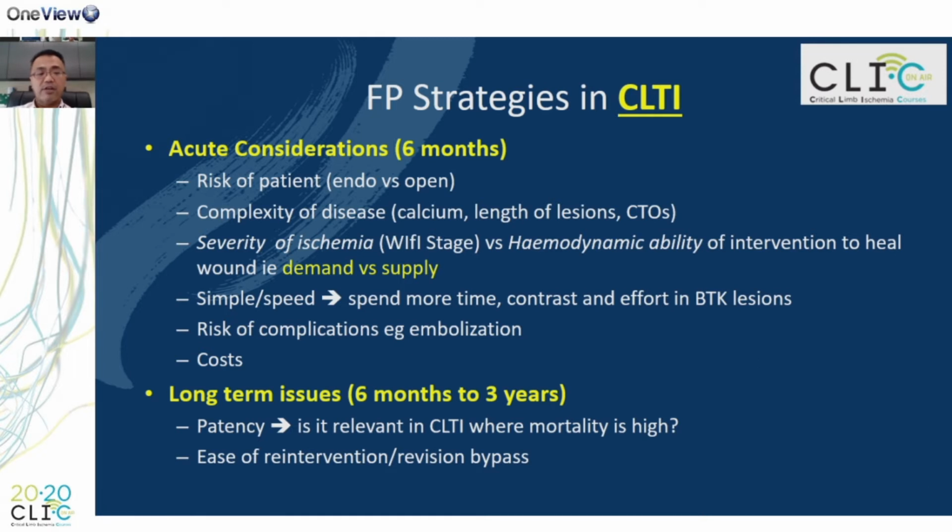The risk of complications with either atherectomy devices or drug devices, like embolization, and cost is a consideration as well. Long-term issues for patients with CLTI: essentially, if the patient has a very low 1-year survival from CLTI, as in most of our patients, then maybe a long-term patency of more than 3 years is not so important. And the other thing I look for is the ease of re-intervention. For example, if you put in a stent, is the re-intervention more difficult as compared to a drug-coated balloon strategy?